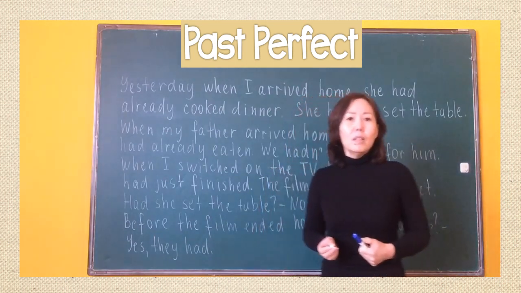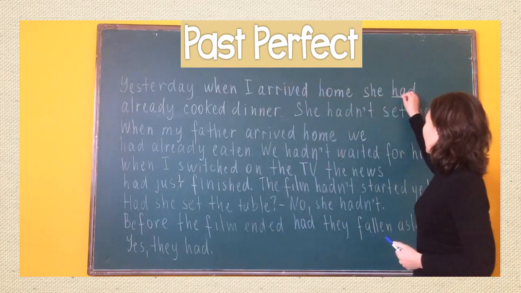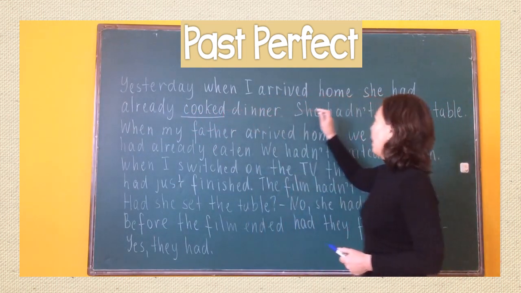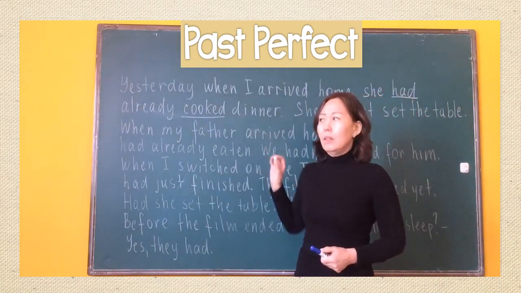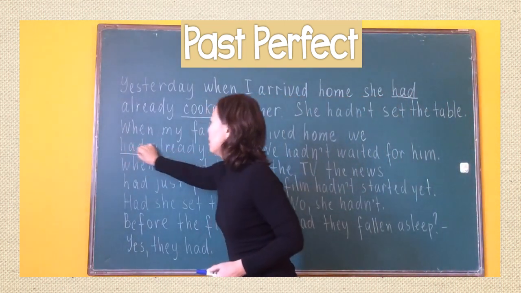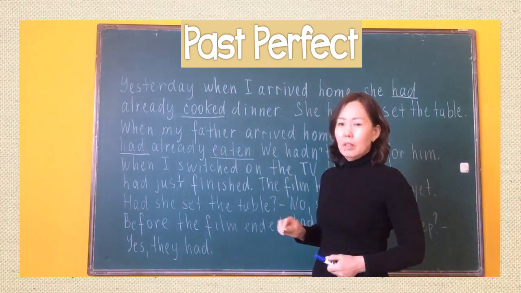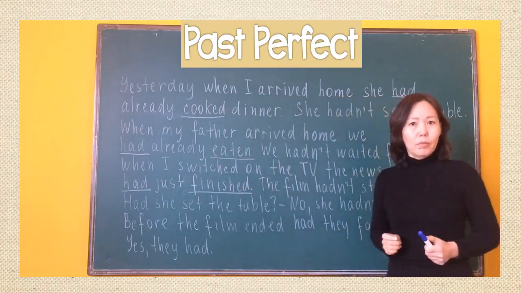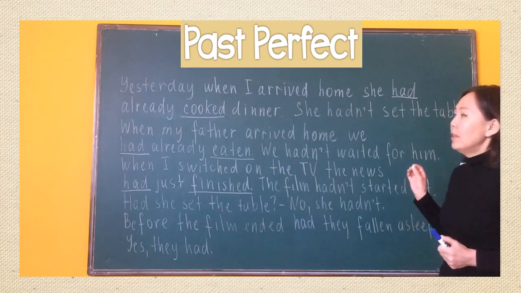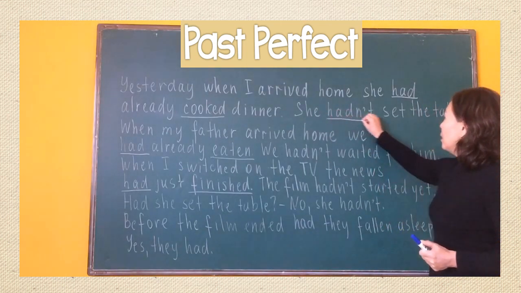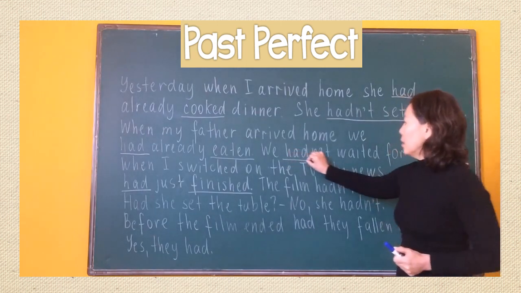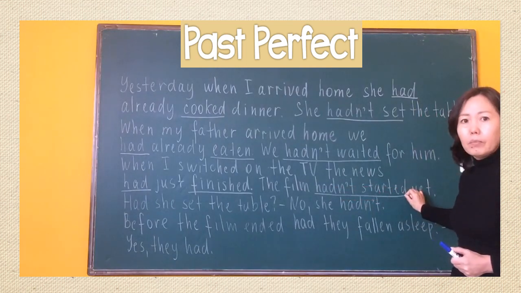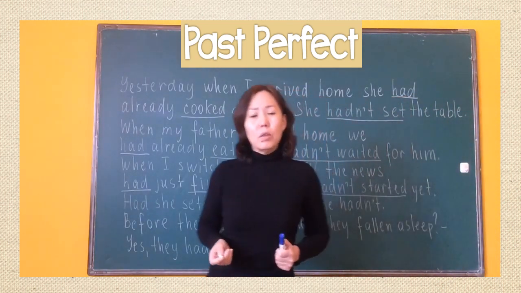Yes, that's right. It is made with the verb had and the past participle form, for example, cooked. Had cooked. Another example is had eaten or had finished. What about the negative form? Yes, the examples of negative form are hadn't set, hadn't waited, and hadn't started. And the questions were the interrogative form.